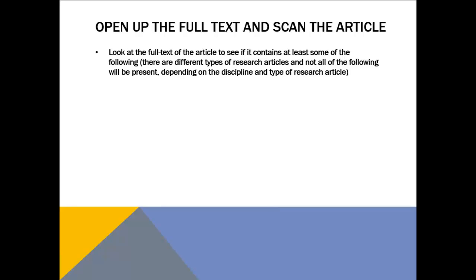Open up the full text and scan the article next. So look at the full text of the article to see if it contains at least some of the following. And there are different types of research articles, so maybe not all of the following will be present. It just depends on the discipline and type of research article that you're reading.